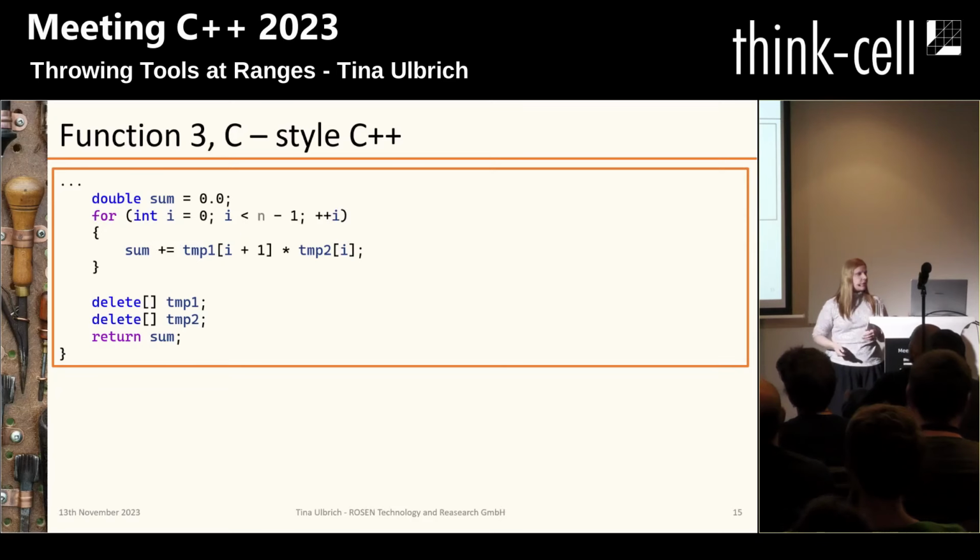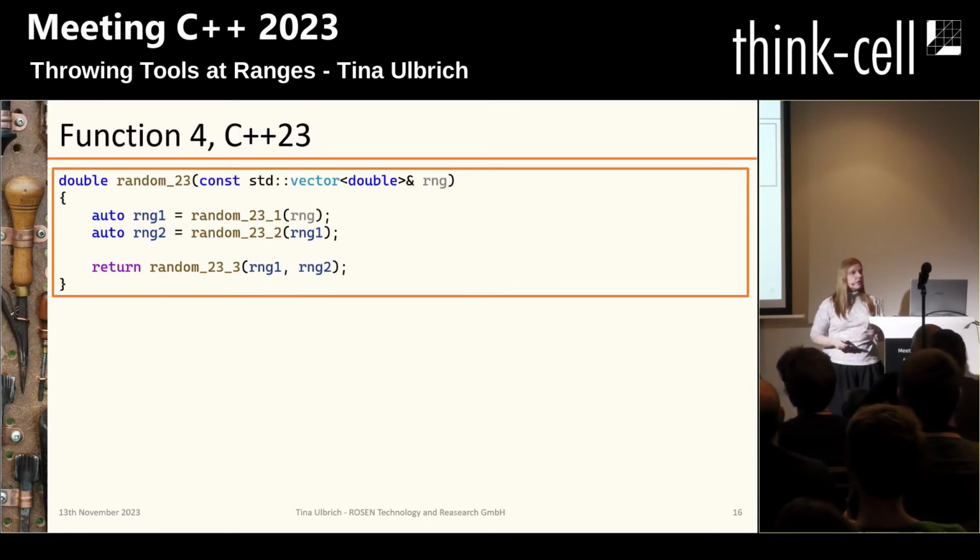Yeah, and in the end, of course, I return the sum. And so the last function is just calling all of them. The first function I call with the input range that I get overall. The second function I call with the result from the first function. And then I call the third function with both of these temporary results.